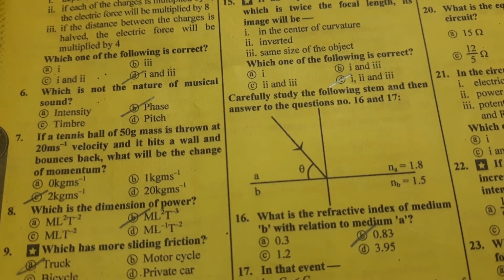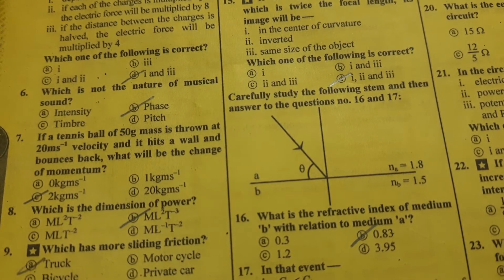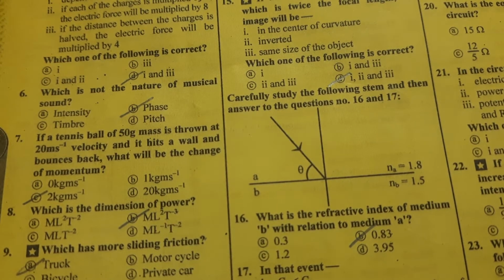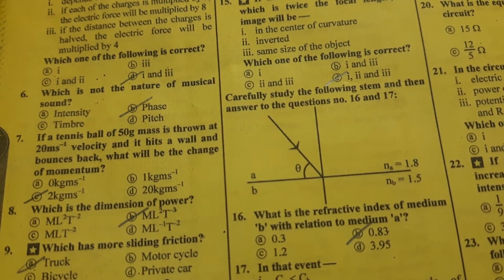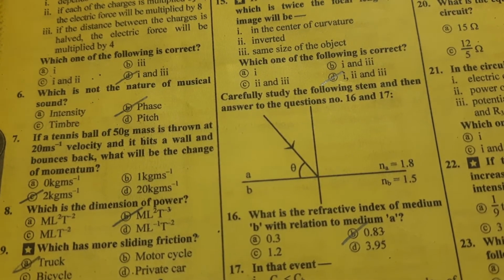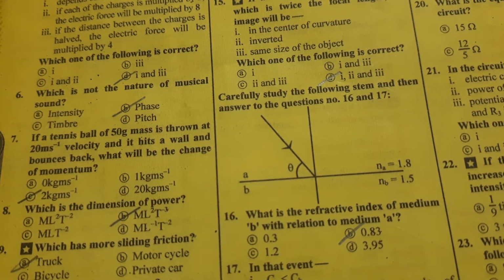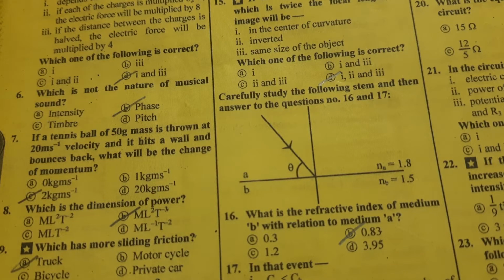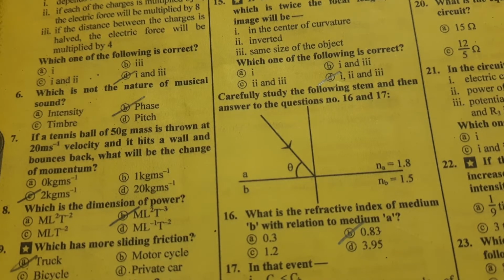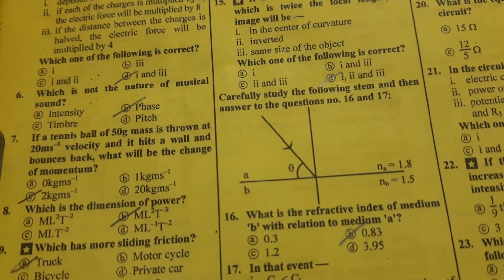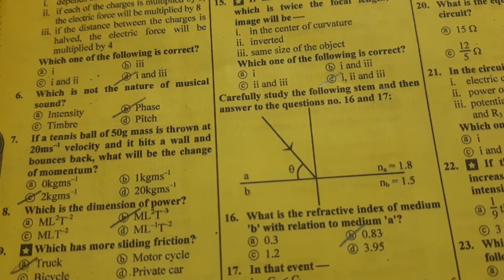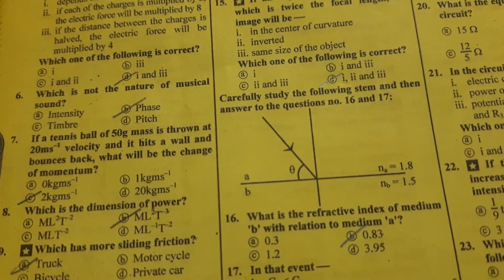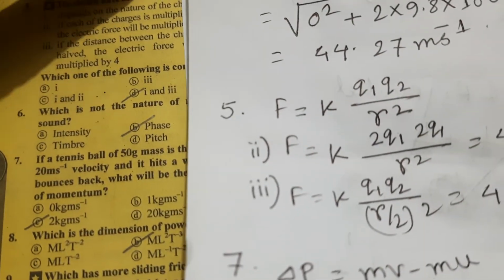Here the direction of velocity is positive for throwing the ball, and when the ball bounces back, the velocity will be negative because the direction is reverse of the throwing. So our first velocity u equals 20 meter per second, but the reverse velocity v equals minus 20 meter per second, or we can assume that the velocity u is minus and the velocity v is plus.